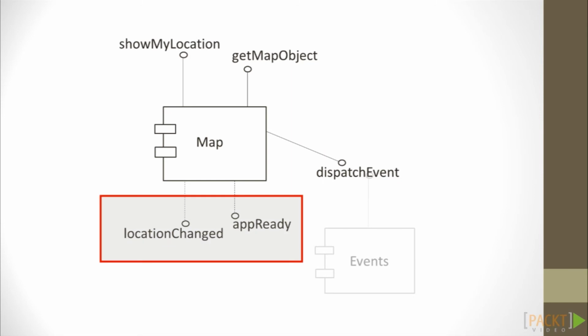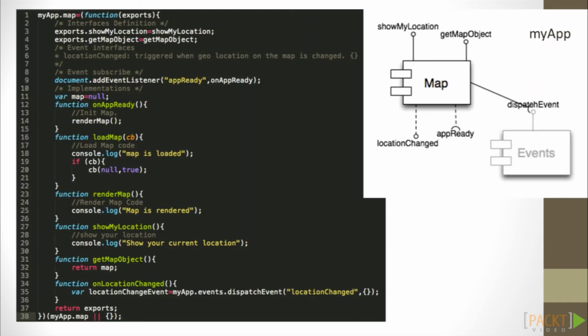Since JavaScript is an event-driven language, we can provide an event interface, which is triggered when the user's location changes. Also, it requires an app-ready event. This will trigger the module initialization process when the app is ready. Let's see how it looks in JavaScript code. First, it uses a closure function to create the map module in our app. The map module could already exist, and it will extend and override the interfaces. The first two lines define the exported interfaces.